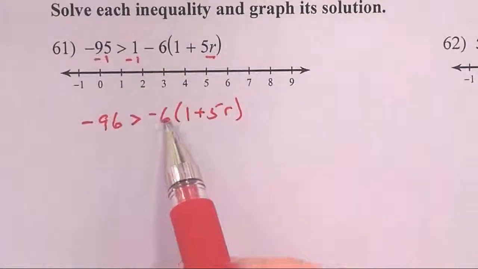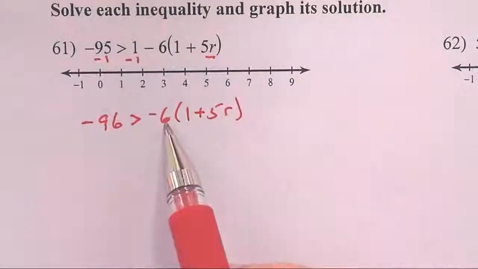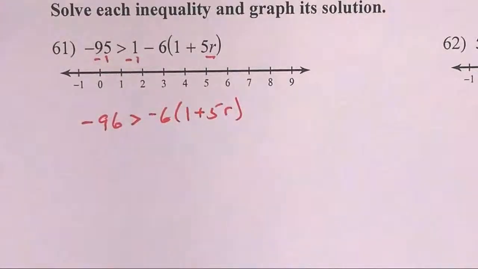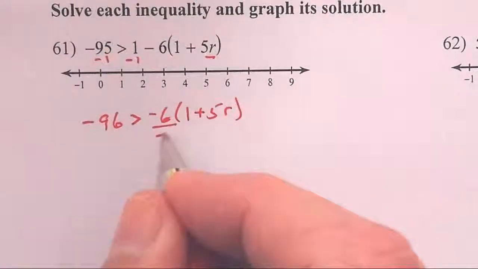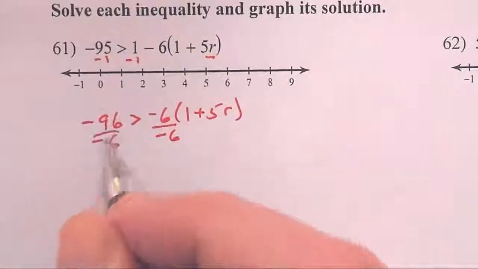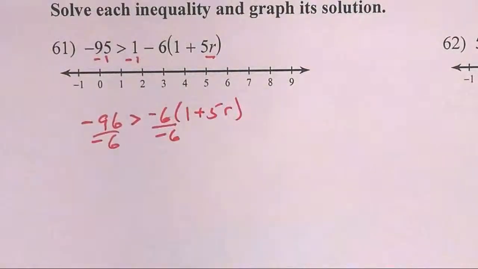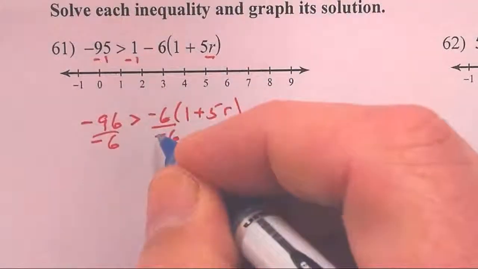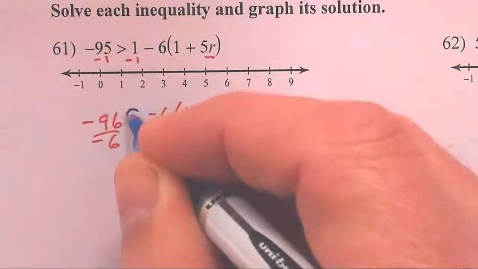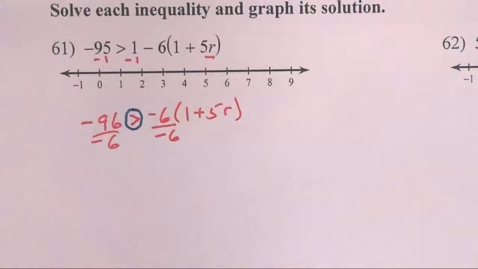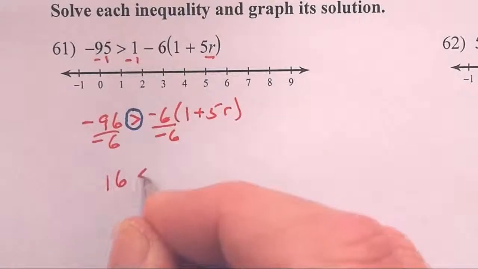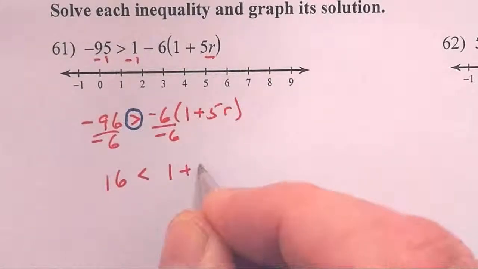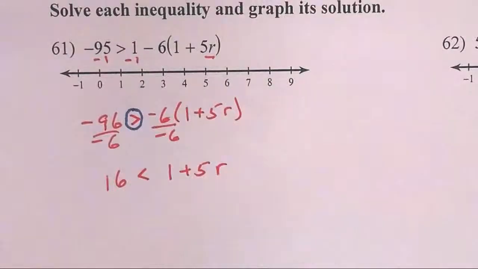Now, I could distribute negative 6, or if it conveniently divided out, I might divide it out as well. We got some options here. I'm going to divide out negative 6 here. When I divide an inequality on both sides by a negative, and this is discussed in the previous video as well, greater than signs change to less than. So I end up with positive 16 is less than 1 plus 5r.